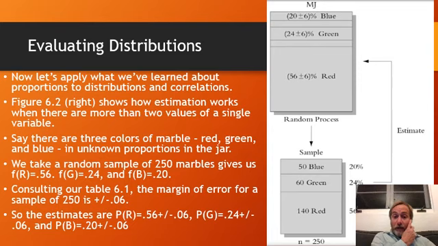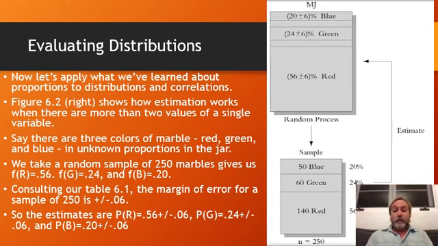Okay, so now we can apply what we've learned talking about evaluating distributions. Here's figure 6.2. It shows how this works when there's more than one variable, so when we're dealing not just with a proportion of the population, but a distribution, where you've got more than two values of a variable. So we're no longer just red and non-red. What if we are talking about a jar of marbles and we're interested in more colors? We're interested in whether it's blue or green or red. So how does estimation work in that situation?